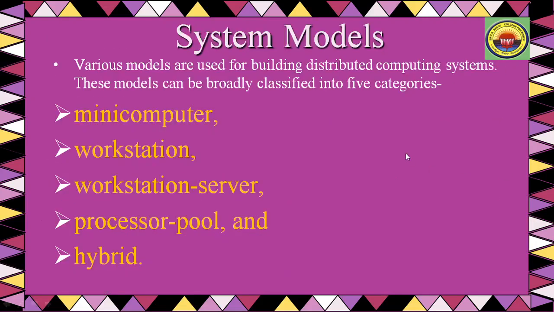Next, different types of system models. When we are building a distributed computing system, these models are classified into 5 categories. They are the mini computer model, workstation model, workstation-server model, processor-pool model, and the combination of workstation-server model and processor-pool model, that is nothing but the hybrid model.